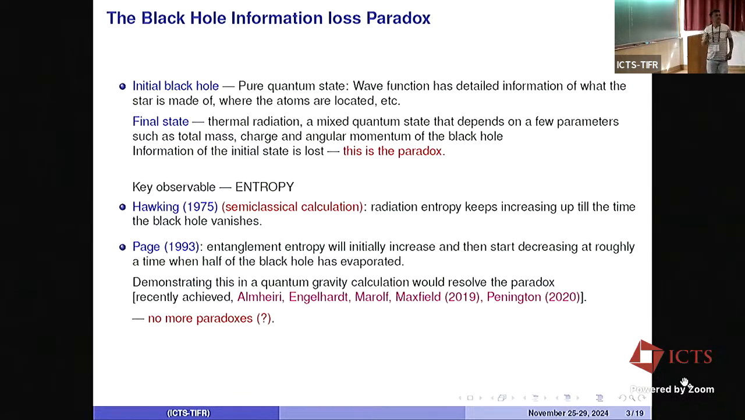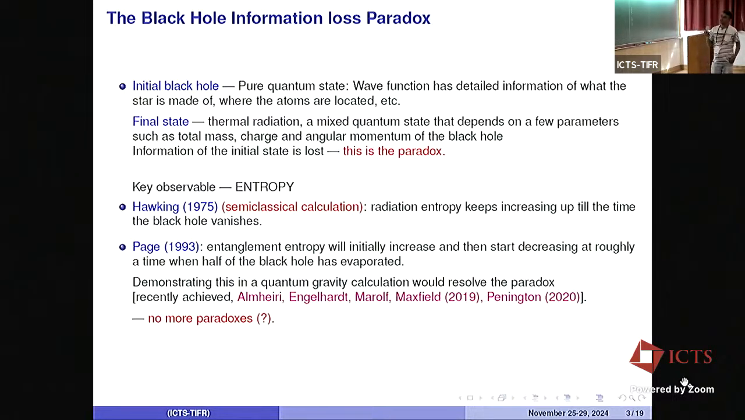One of the ways of framing the paradox is in terms of the entropy function. What Hawking did in his 1975 calculation, a semi-classical calculation for understanding radiation from a black hole, is show that the entropy of the radiation keeps increasing all the time till the black hole completely evaporates. So if you just calculate what's coming out, that entropy keeps increasing forever.